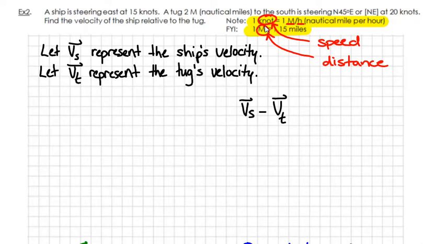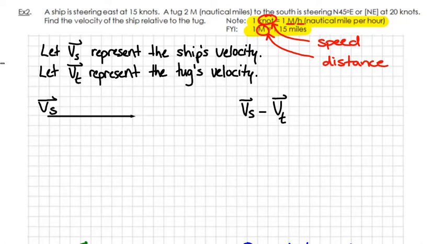Okay, now we're going to keep that in mind while we're drawing the diagram. A ship is steering east at 15 knots. Okay, so remember that's a speed. Why don't we draw it out? And this is going to be just my conceptual diagram. So this will be the velocity of the ship.